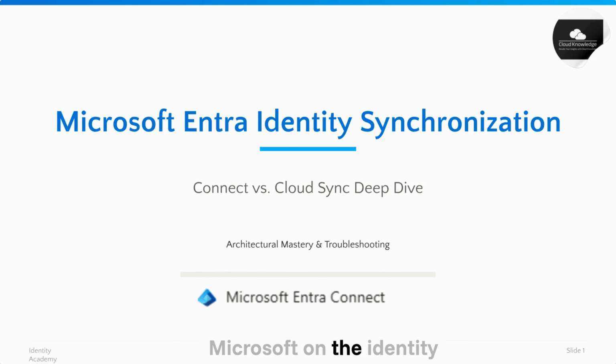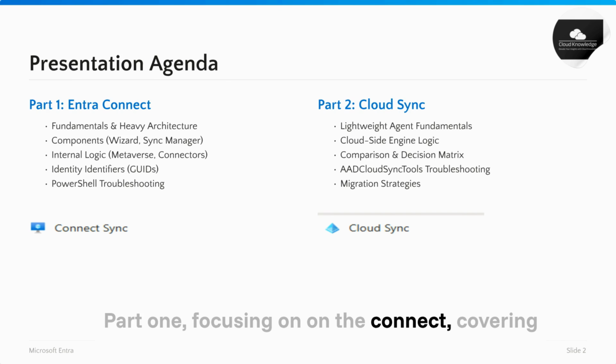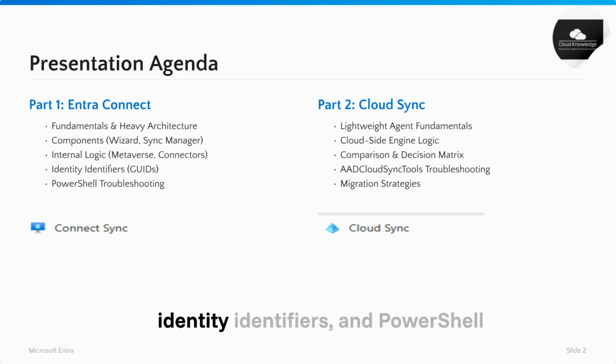A deep dive on Microsoft Entra Identity Synchronization, comparing Connect versus Cloud Sync, and covering architectural mastery and troubleshooting. The agenda is split into two main parts. Part 1 focuses on Entra Connect, covering its architecture, components, internal logic, identity identifiers, and PowerShell troubleshooting.